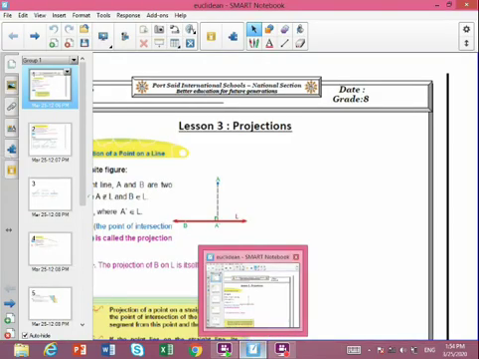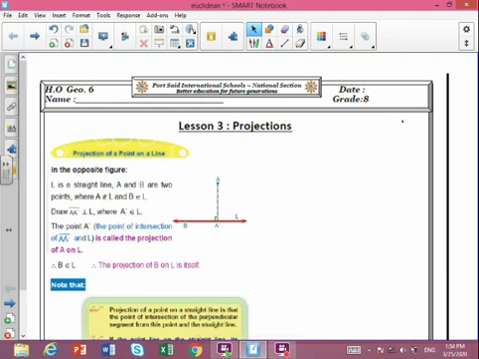Hello, grade 8, a new lesson in our unit. The lesson is called projection. This is an introduction. This is not a lesson that will come in the exam, but it is a preparation for the next lesson, inshallah, which is the Euclidean theorem.